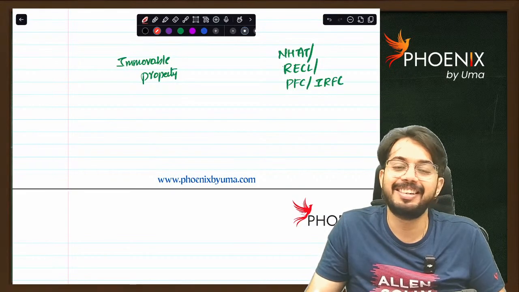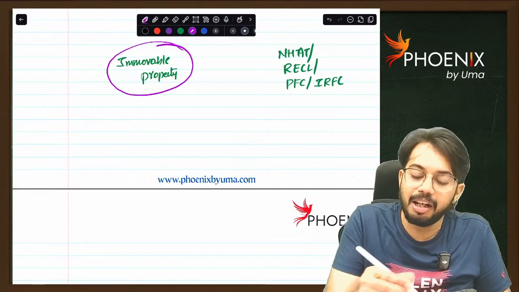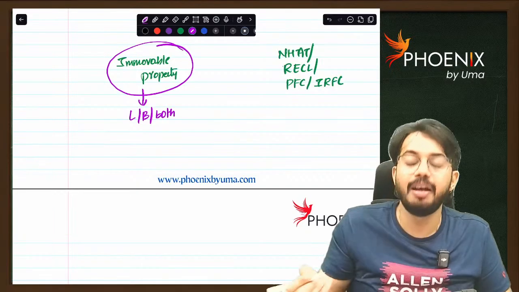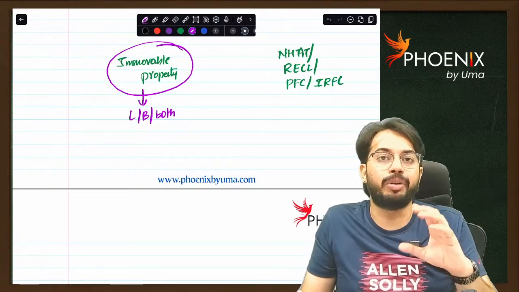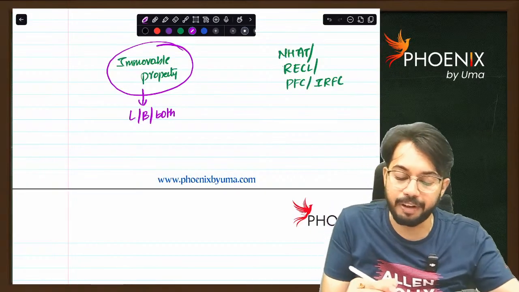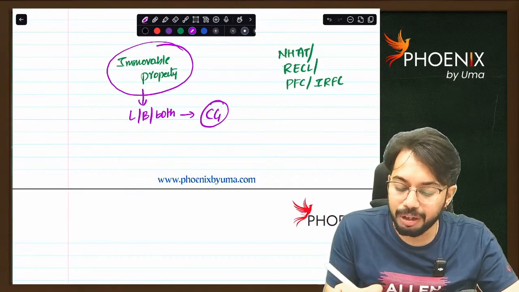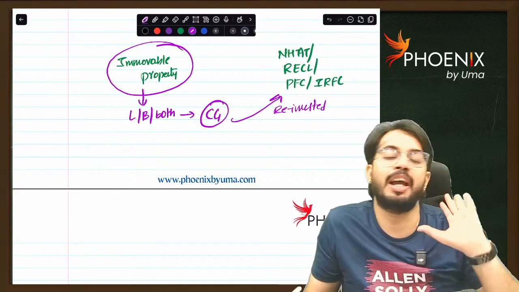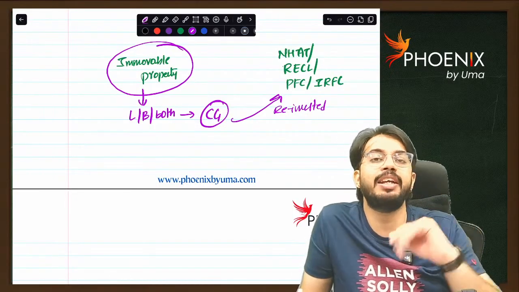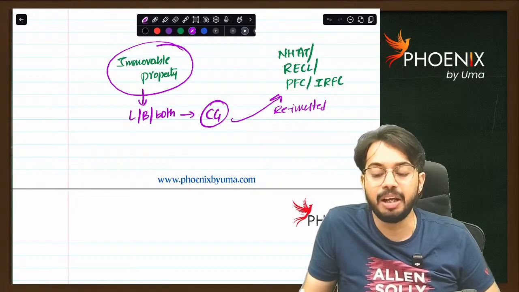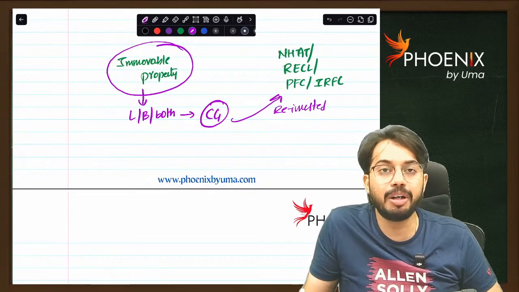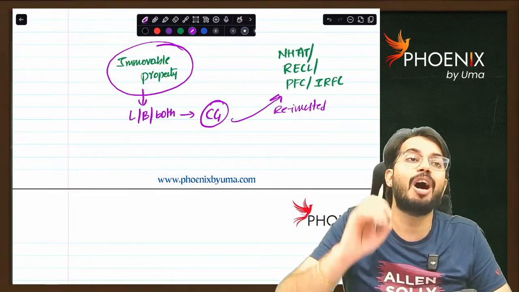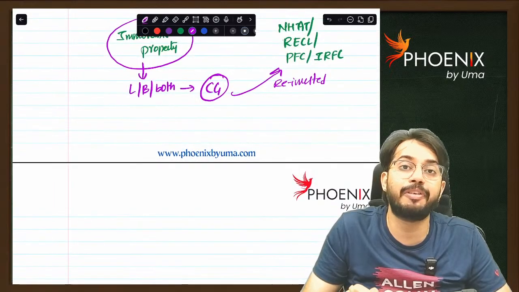Charan, you are listening with more attention, I understood. I jokingly said, now, immovable property means either land or building or both. Whenever immovable property is transferred, you will get capital gains. Now, if those capital gains are reinvested either in NHAI bonds, National Highways Authority of India, RECL, Rural Electrification Corporation Limited, Power Finance Corporation bonds, Indian Railway Finance Corporation bonds, whatever the amount reinvested is eligible for exemption.